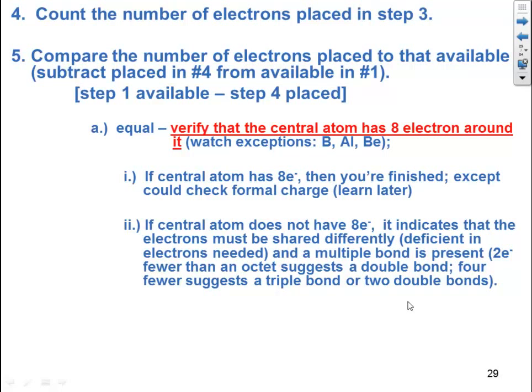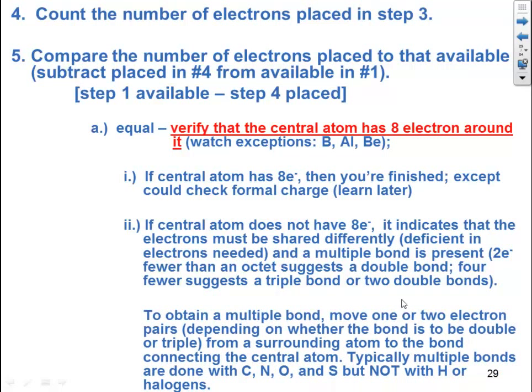There's a deficiency in the electrons needed, and a multiple bond is present. Two electrons fewer than the octet suggests a double bond. Four fewer suggests two double bonds or a triple bond. To attain a multiple bond, move one or two electron pairs, depending on whether the bond is to be double or triple, from the surrounding atom to the bond connecting the central atom. Typically, multiple bonds are done with carbon, nitrogen, oxygen, and sulfur, but not with hydrogen or the halogens.